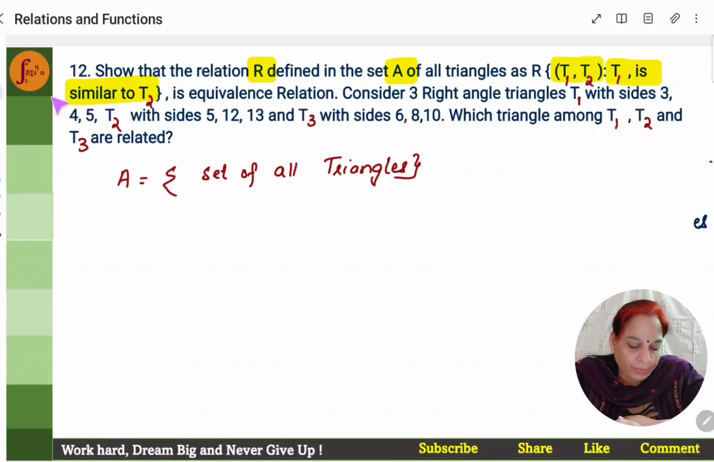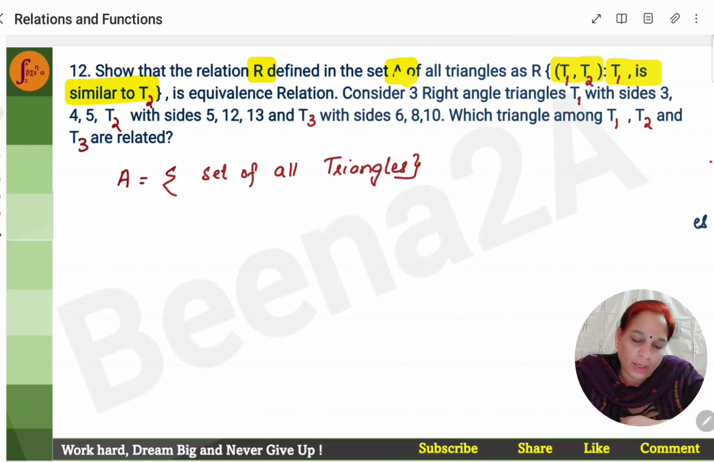So we will go through this 12th problem. Show that the relation R defined in the set A of all triangles as T1 is similar to T2. So if you have two triangles T1 and T2, they should be similar to each other. That is the relation. We'll have to prove that this is an equivalence relation.